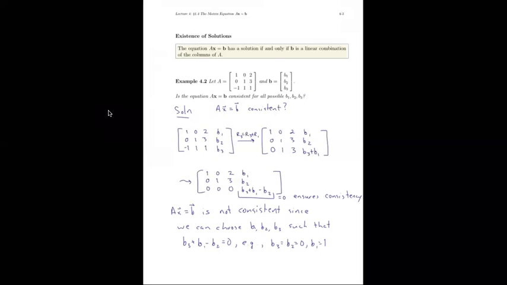Okay? If B3 and B2 were 0, then 0 plus 1 minus 0 would be 1, and this is non-zero. And if we have a non-zero value right here, then we have an inconsistency, 0 equals 1. Right? So there are choices for b for which the system is not consistent.